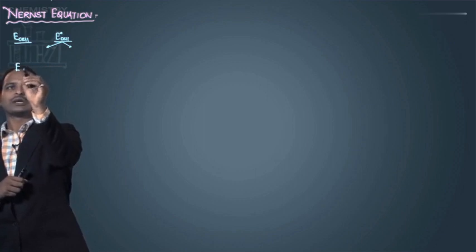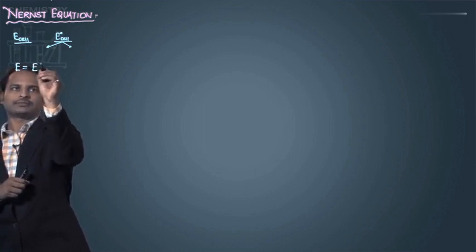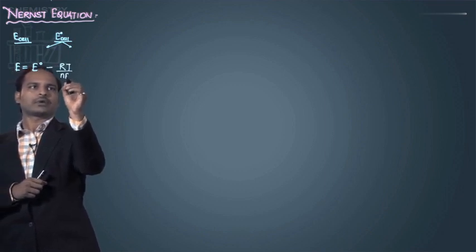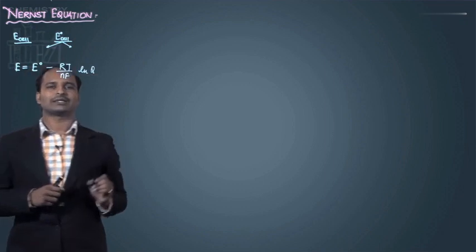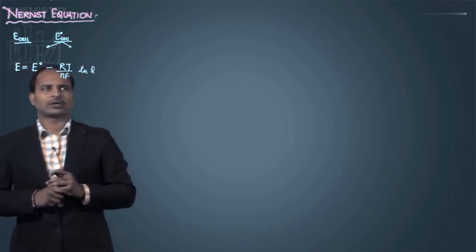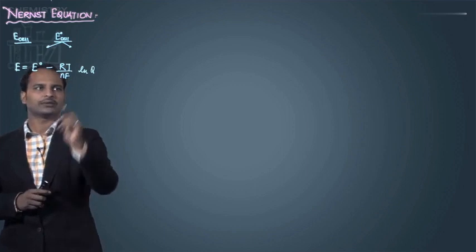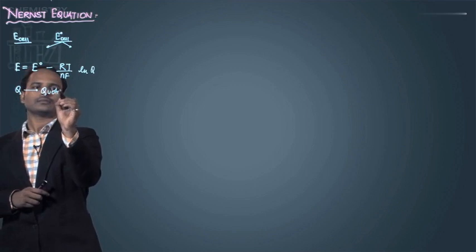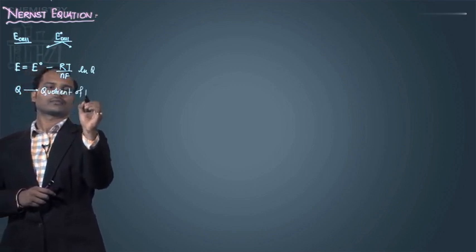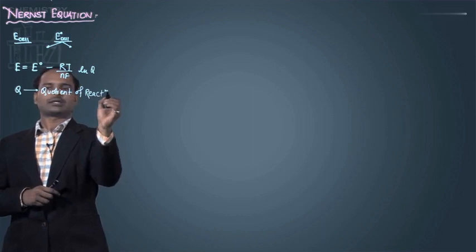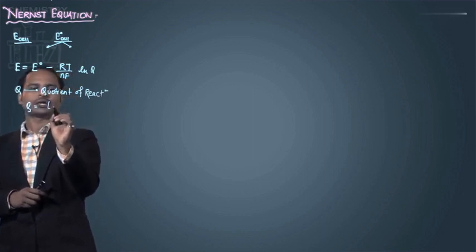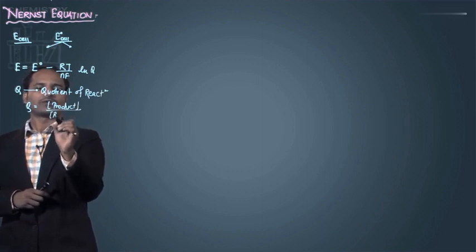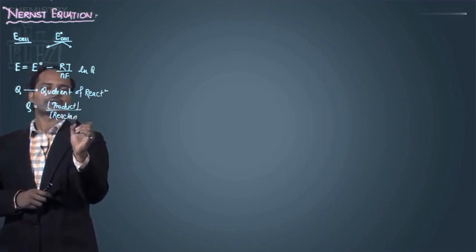The equation is E is equal to E naught cell, or E naught, minus RT upon NF ln Q, where ln stands for the natural log, that is, a log to the base e. What is Q? Q is called the reaction quotient. The formula for Q is the molar concentration of product upon the molar concentration of reactant of a reaction which is taking place in a galvanic cell.